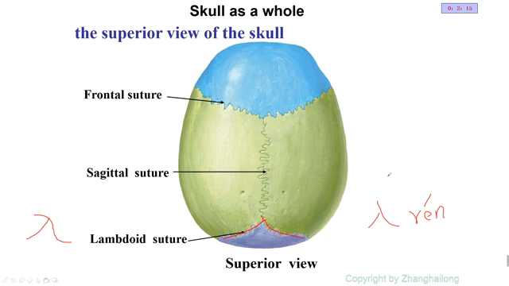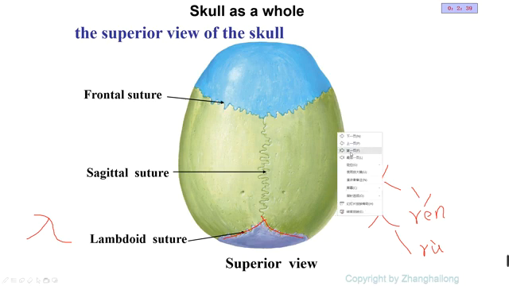This one is 人. This one is 入, as in 进入的入, meaning enter. It's lambda, very like 人. So in China, we call this suture the 人 suture, but internationally, we name it the lambdoid suture. Okay, that's the superior view.